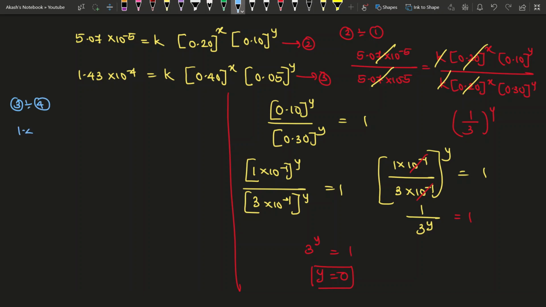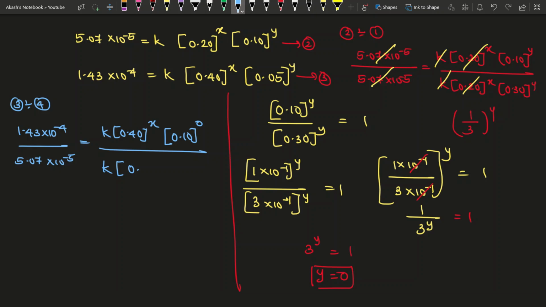you get? You will get 3 into 10 raised to minus 4 divided by 5.07 into 10 raised to minus 5 equal to k into 0.40 raised to the power of x into 0.10 raised to the power of y, divided by k into 0.20 raised to the power of x into 0.10 raised to the power of y. We know that y equal to 0.